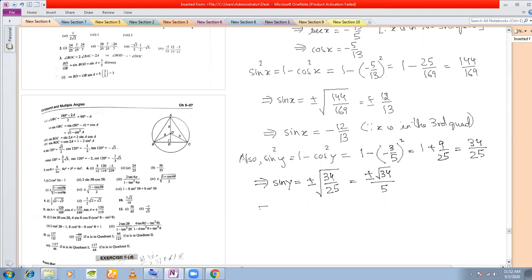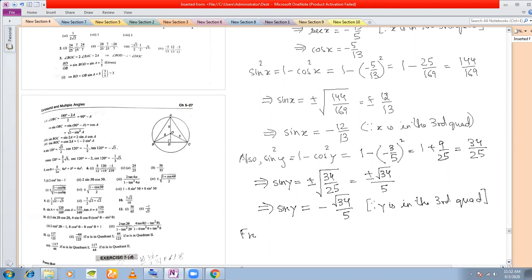Now the question is, what should be the sign of sin y? y is in the third quadrant, where sine is negative, so we take the negative side, minus 4 by 5. Okay, so now we can find out sin of x plus y.